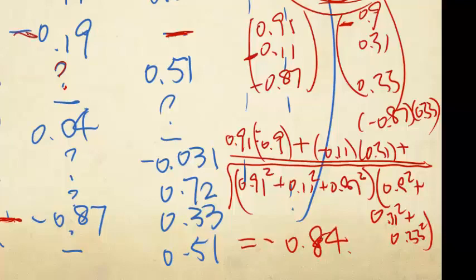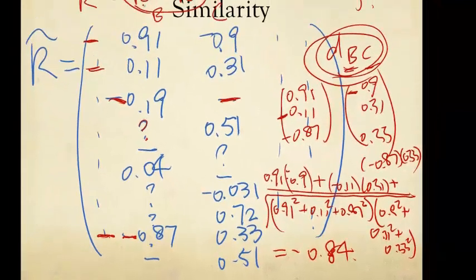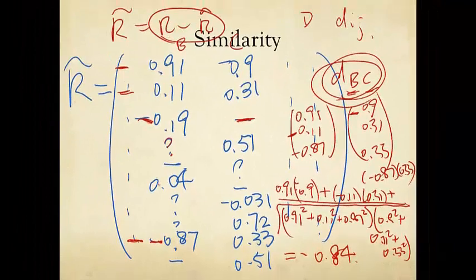So notice these entries are negative because after shifting the rating from the baseline predictor, sometimes it is positive or negative relative to the baseline predictor. And these coefficients of similarity are sometimes negative because the 2 movies are dissimilar from each other. And these 2 are indeed quite dissimilar. Okay, it's minus 0.84. It's quite close to minus 1. So we can say movies B and C are quite dissimilar.